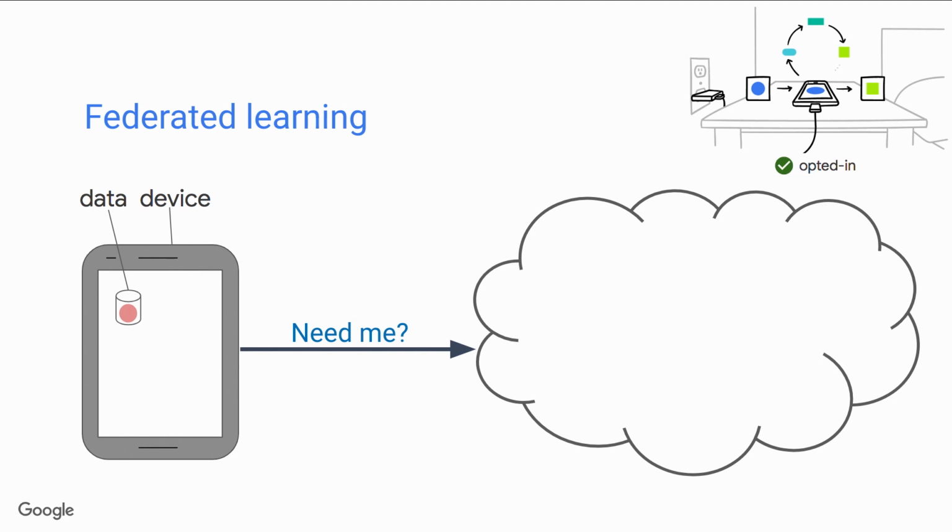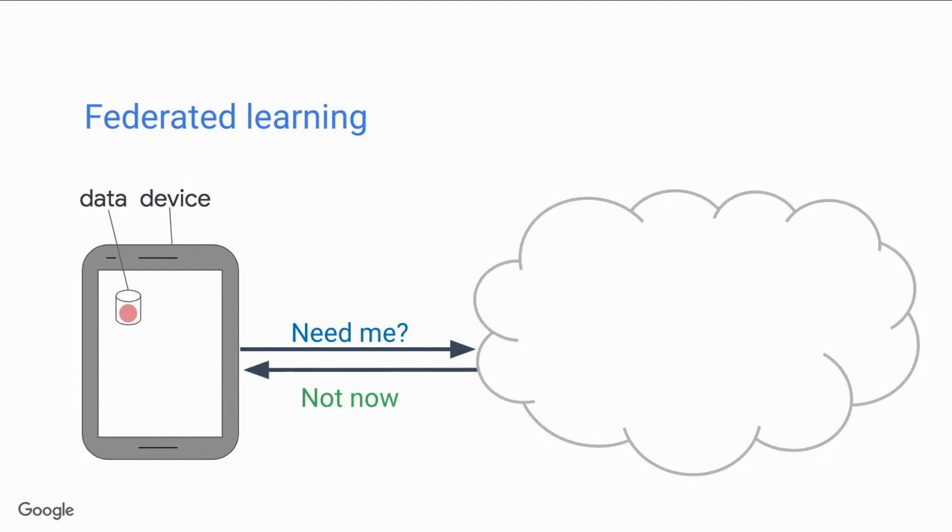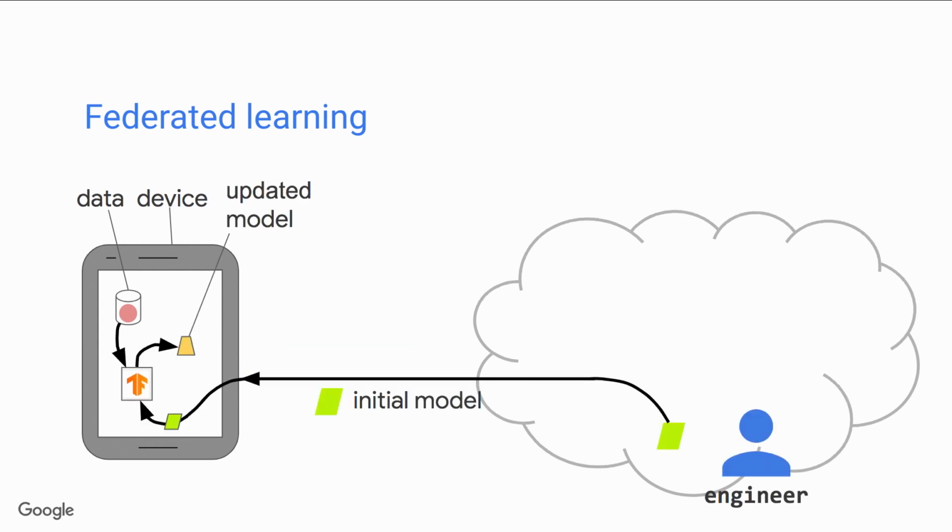So if a device is plugged in on free Wi-Fi, otherwise idle, it can check into the server and say, do you need me to do any work? And most of the time the server will say, not now, come back later. But sometimes, if there's a training task that needs to be executed, the server will say, yes, I have some work for you. And in that case, there's an initial model, which the model engineer has specified, and that gets downloaded by the participating device.